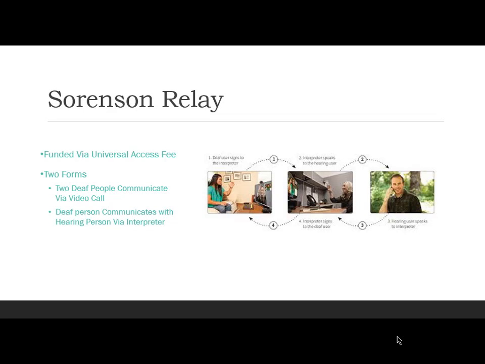for its users. So if we had two individuals who were deaf and wanting to make a phone call to one another, they could make just a video call to one another via the relay and just sign to one another. However, if a person that is deaf wants to call a person who is hearing, they can do that via an interpreter, and that's what you see in this diagram here.